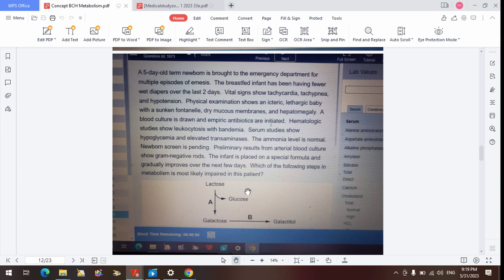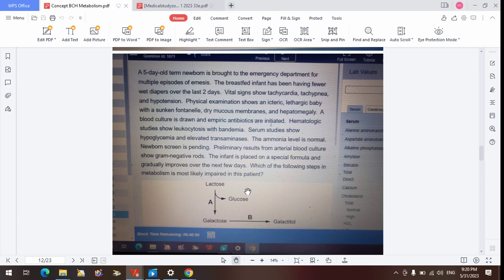A 5-day-old term newborn is brought to the emergency department for multiple episodes of emesis. The breastfed infant has been having fever and fewer wet diapers over the last 2 days. Vital signs show tachycardia, tachypnea, and hypotension. Physical examination shows an icteric, lethargic baby with a sunken fontanelle, dry mucous membranes, and hepatomegaly. A blood culture is drawn and empiric antibiotics are initiated.